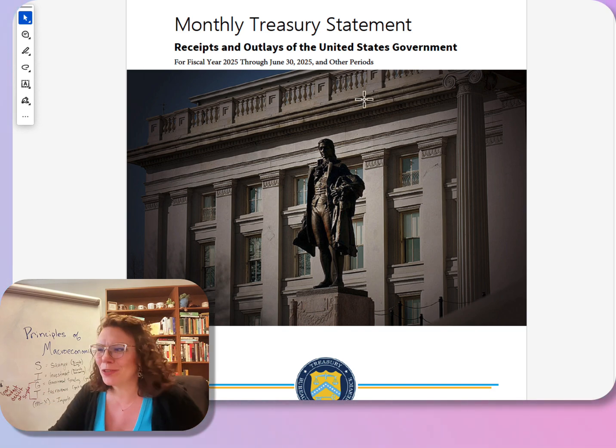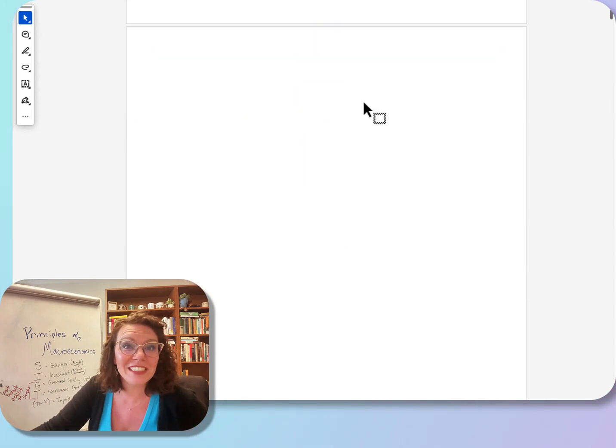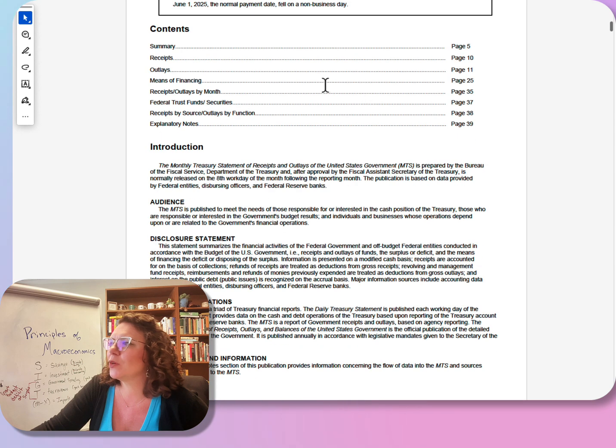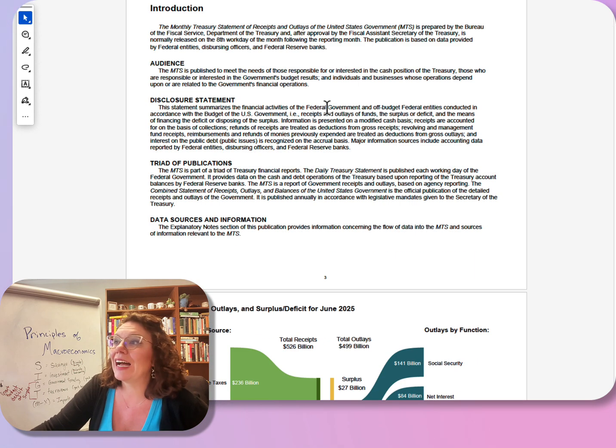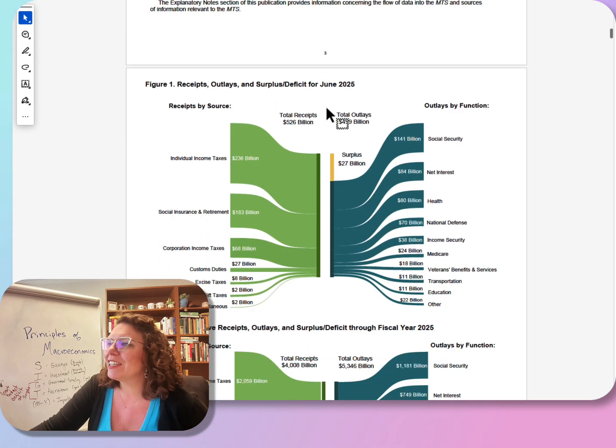And I just think that's kind of cool to look at the real numbers and also know that this data is out there and available to all of us. So here's the summary. We are not going to read the whole thing. I just thought it'd be fun to look at this.